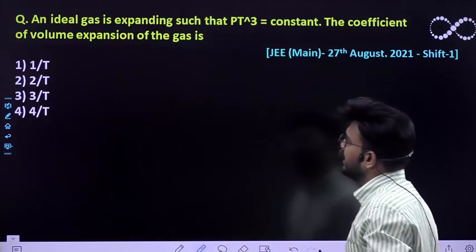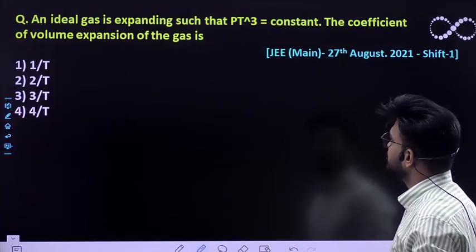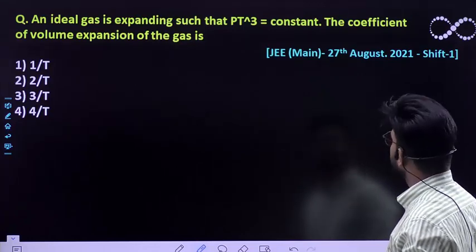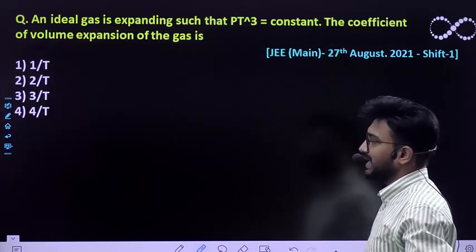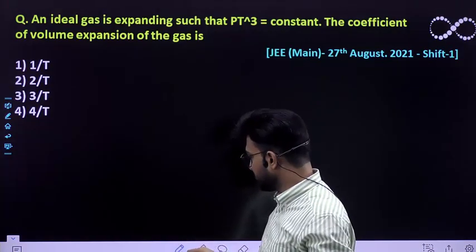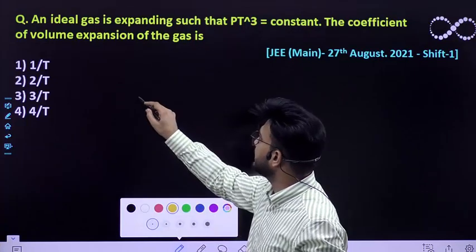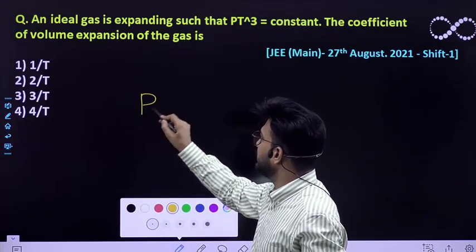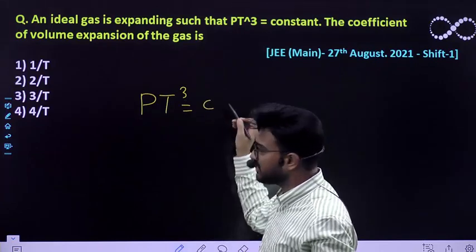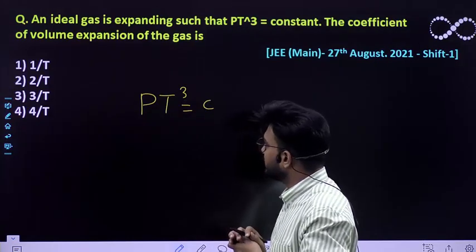The question says, an ideal gas is expanding such that P T raised to power 3 is constant. So the coefficient of volume expansion of the gas is given by which relation? So you need to find out the coefficient of volume expansion. We also know that a relationship has been given to you: P T raised to power 3 is constant. Let it be C. C is a constant. Okay.